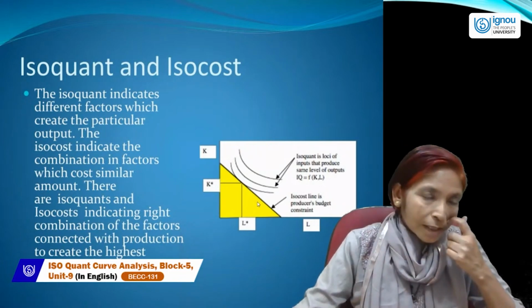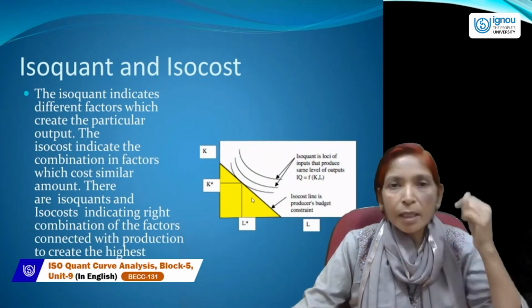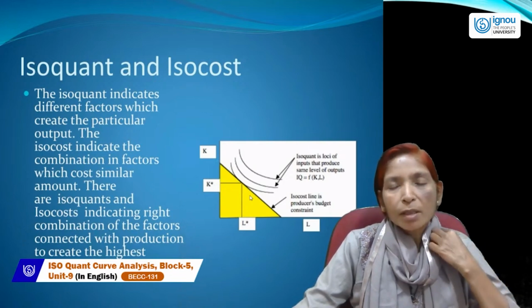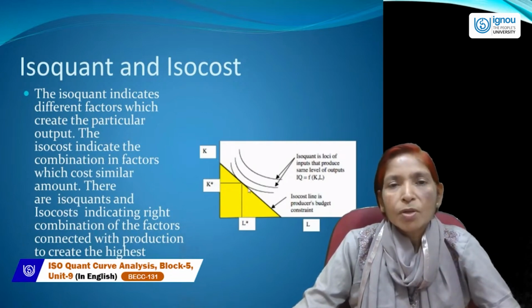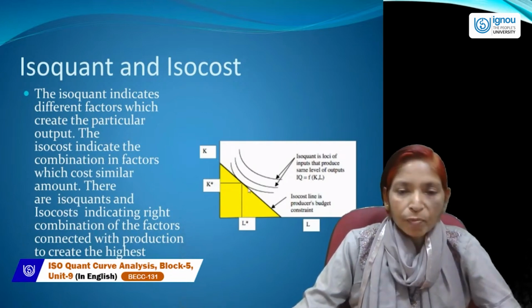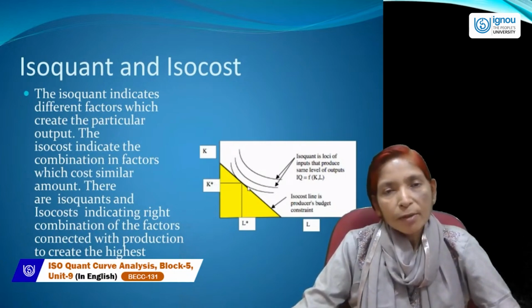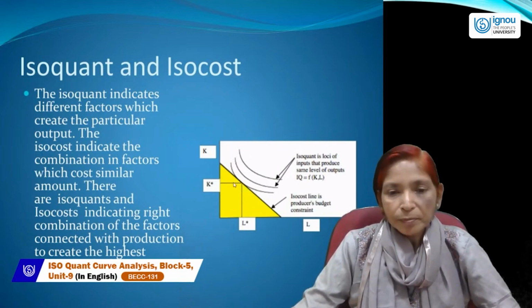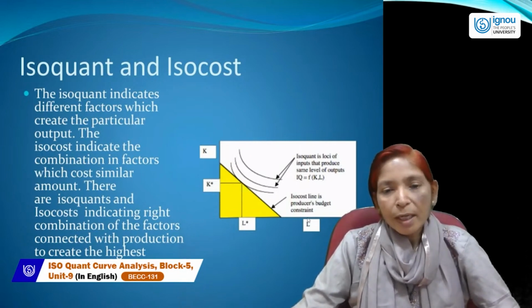In other words, we can say that isocost line shows different combinations of two factors of production that can be affordable by the producer for production of goods and services. And isoquant curve shows different combinations of two factor inputs which give the same level of output and which is always convex to the origin. So this straight line is called isocost line.